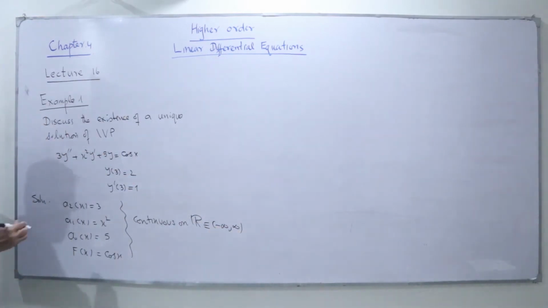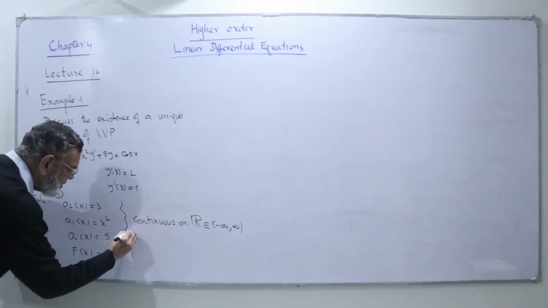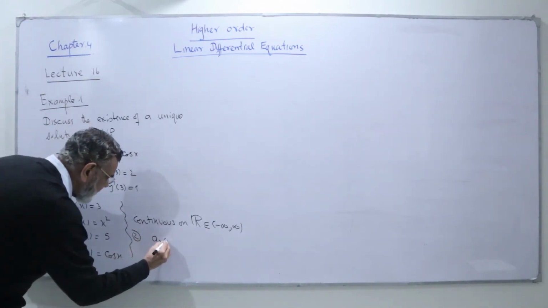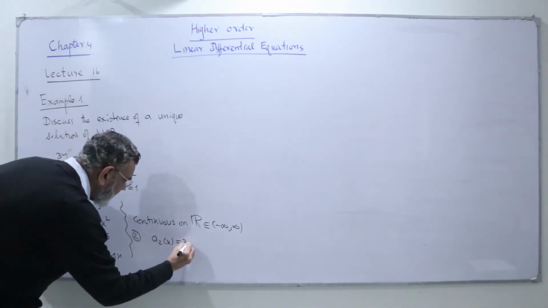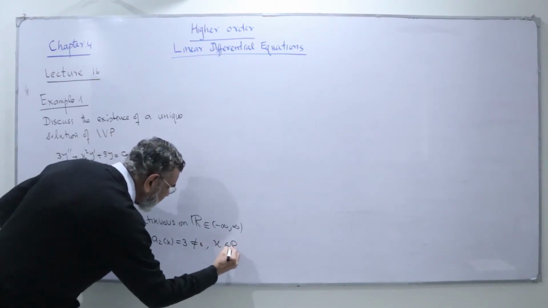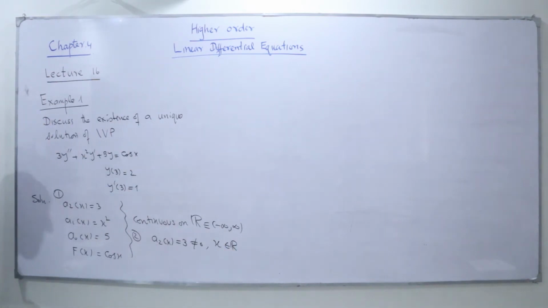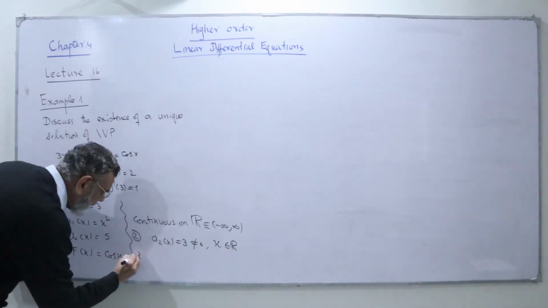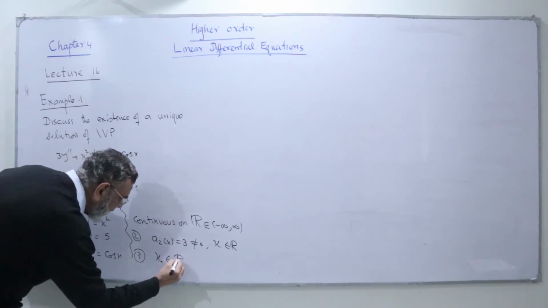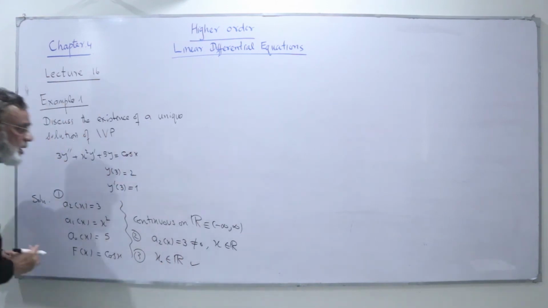Now this is number one, where we discussed the continuity. Number two, we see that a2 of x, which is equal to 3, is not equal to 0 for any x belonging to R. So the second condition is also fulfilled. Number three, the point x0 must be in the interval R, and this is also true. This is in the interval R.